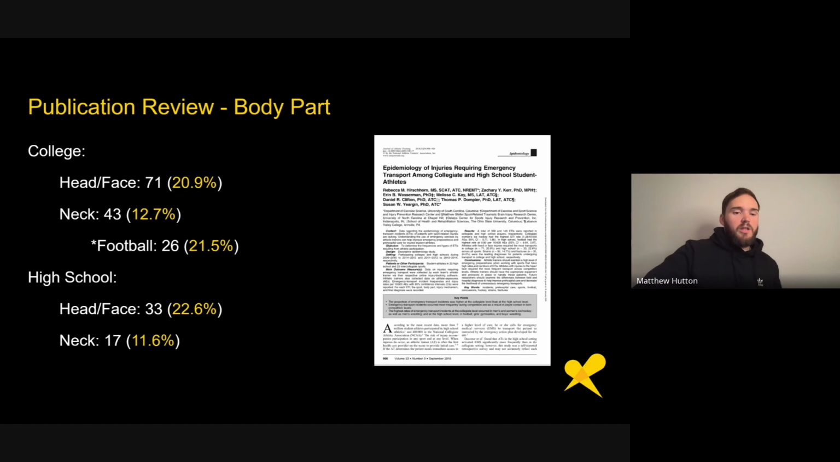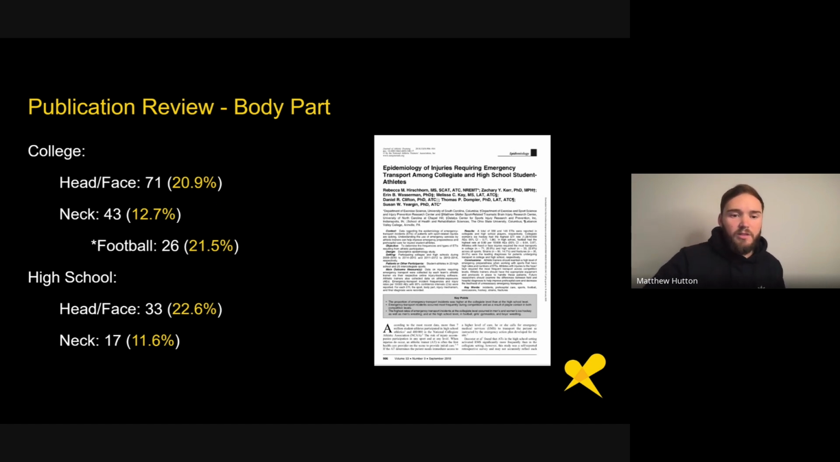The body part, so then getting into where they teased out the differences here, this is where you start to see a little bit of difference depending on the sport, but also the age group, whether that's high school or college. So head and face and then the neck are consistent across both age groups. But then the incidence goes way up for neck depending on if they're in college or high school. So the incidence is a lot higher, but then the overall percentage is about the same.